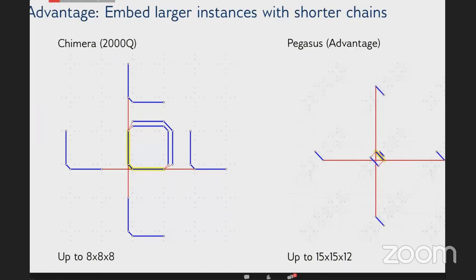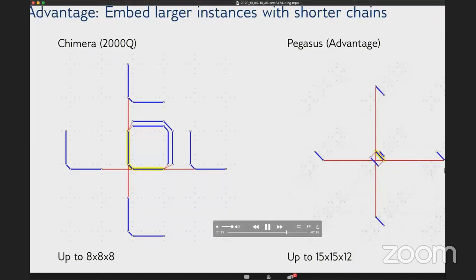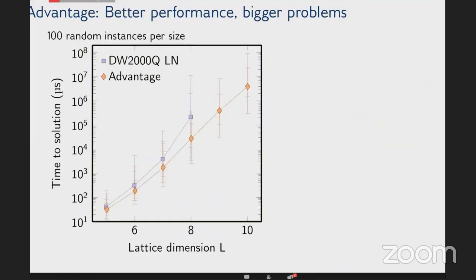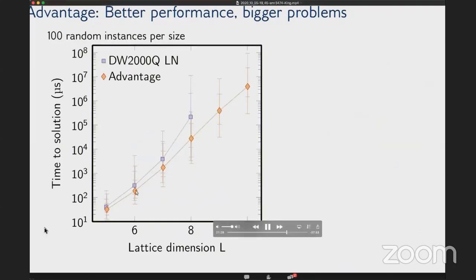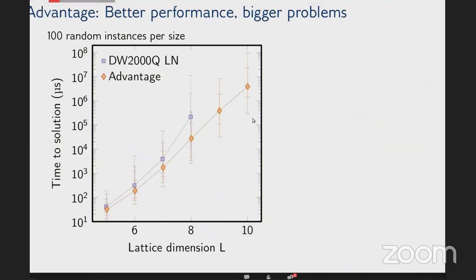So in the Advantage system, as I said, we can go up to 15 by 15 by 12, and we do so with 2-qubit chains with a qualitatively similar embedding. So just to go through this really quickly, looking at 100 random instances of each lattice dimension from 5 to 10, you can only go up to L equal 8 in the D-Wave 2000Q, and you can go up to 15 for the Advantage processor, but I only went up to 10 for this particular example. What we're seeing here is the median and then 25th, 75th, 10th, and 90th percentiles of the 100 instances in these error bars.